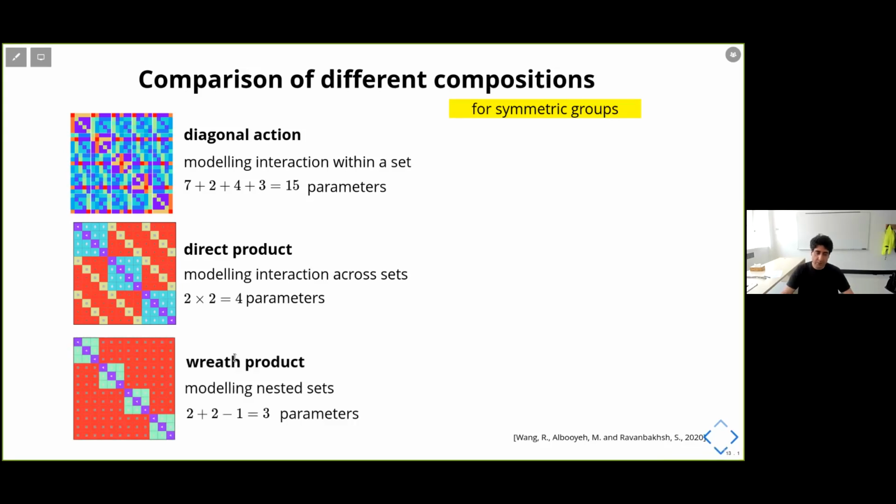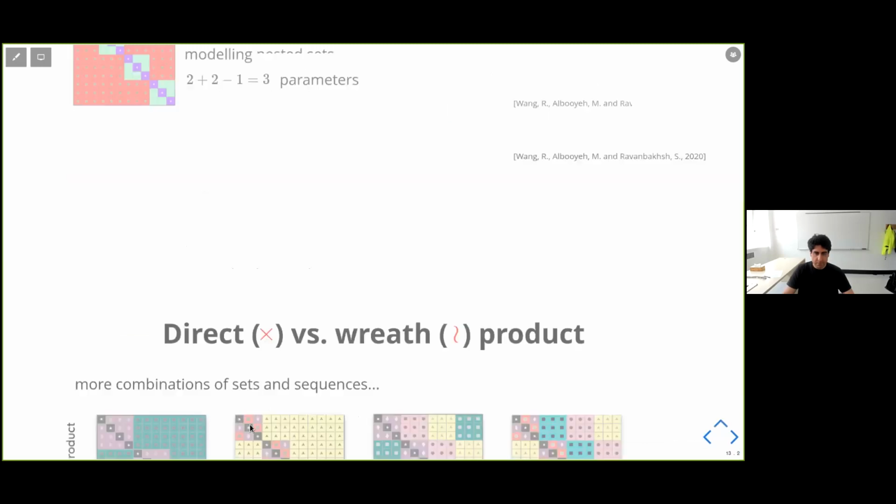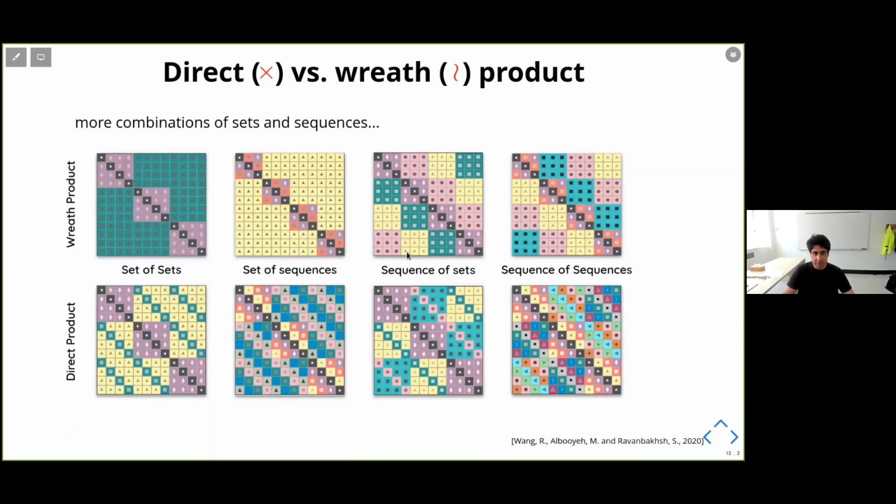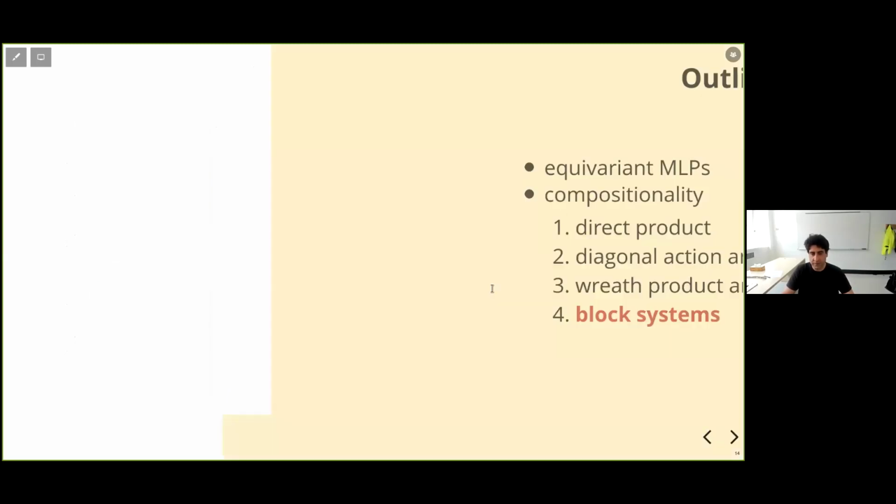And then we can look at the wreath product. This can model nested sets. So we have sets within sets. When we build an equivariant map for that, you get this 3-parameter model. And we can build it using the procedure that we saw. And in the paper, we give more examples of different ways of combining equivariant maps for sets and sequences, contrasting what you get for product versus direct product versus wreath product.